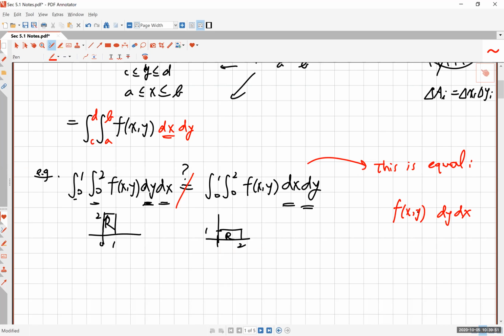Okay, so the answer should be pretty simple because all you're doing is switching the order. So x goes, that's the outside variable, and so that would be from 0 to 2. And then y goes from 0 to 1. And that's all you have to do. So that's equal to this.